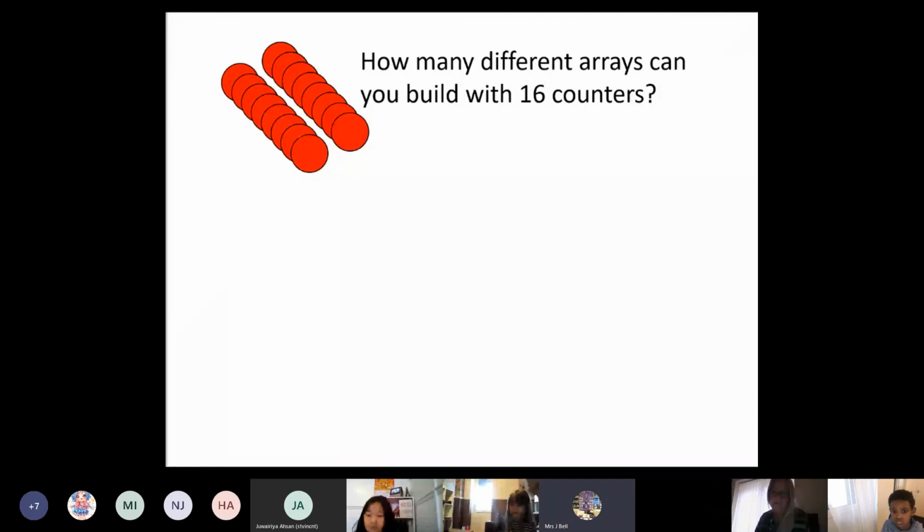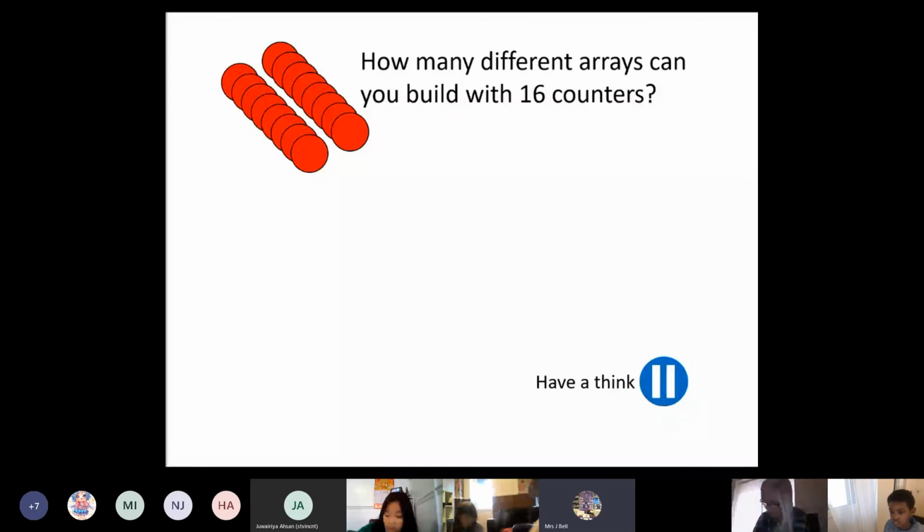Now, if we were in class, we'd have our counters, and I'd be asking you to see how many arrays you could make with 16 counters. The link is your times tables. This is why you need to go on Times Tables Rockstars every day and make sure that you are doing them so that you know your times tables. So if you've got your rice grains or anything that you can count, can you make an array? And if you can, how many arrays can you make?